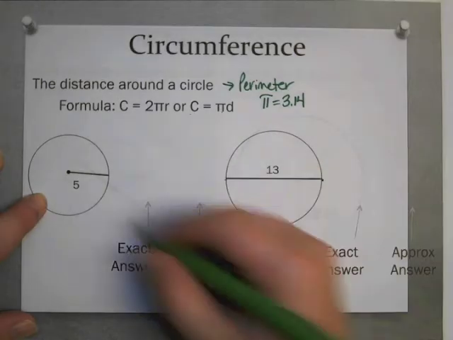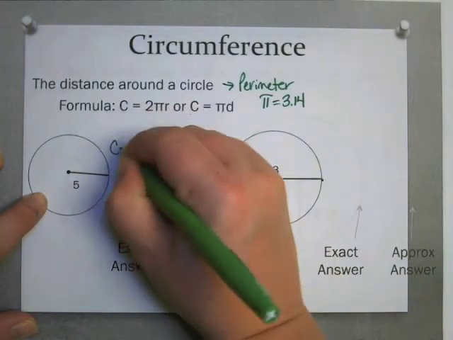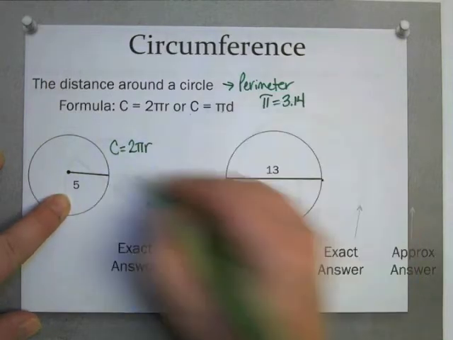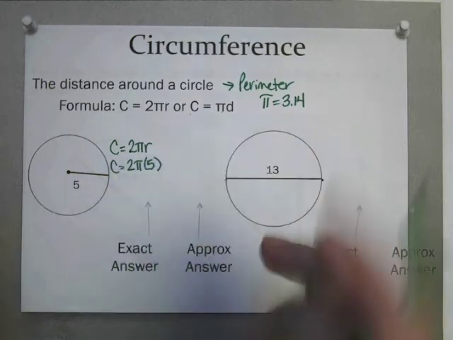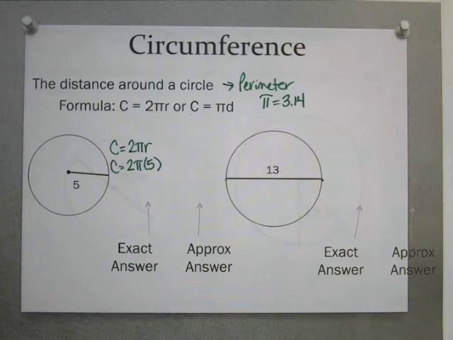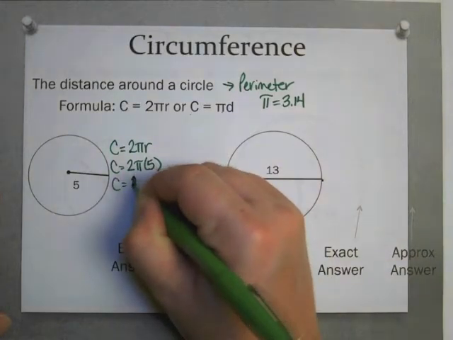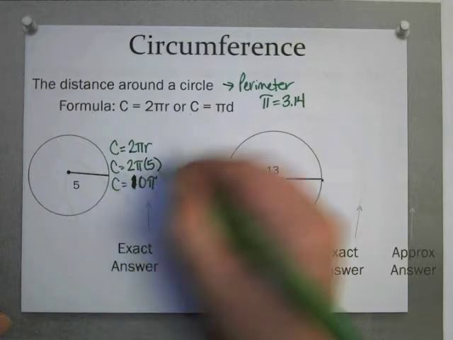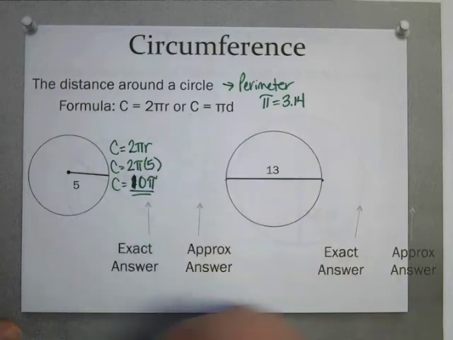Okay? All right. So if I want to find the circumference of this circle, and I want to do the exact answer, because we know the radius, I'm going to use 2 pi r. So I fill in what I know. I plug in that 5. We'll go ahead and multiply 2 times 5. So that would be 10. And then we're going to leave pi. That is our exact answer.